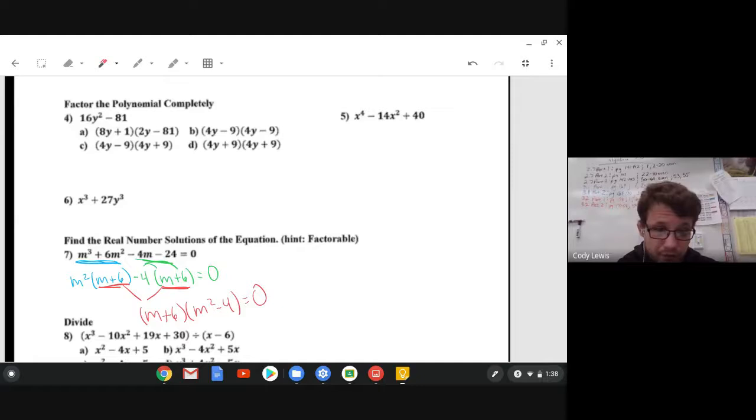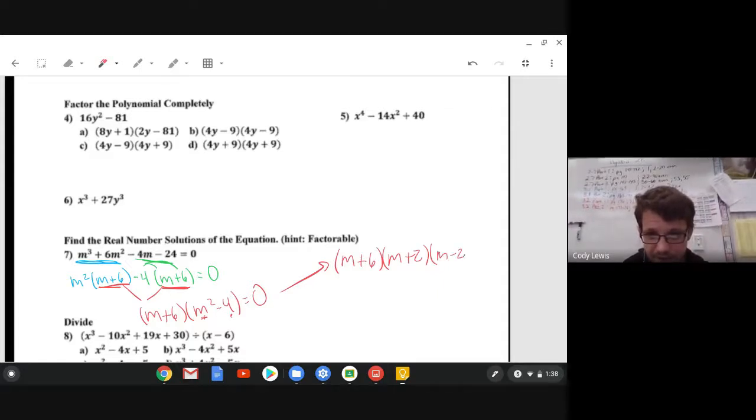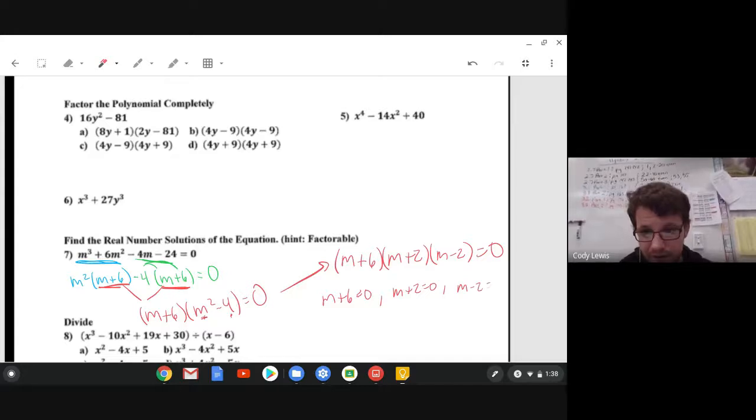Now, I could go further if I wanted. There's a couple different ways to finish this. If they were telling you to factor it, remember perfect square right here, a perfect square with a minus sign. So actually the most factored form would be this. Right, break down the second set of parentheses into 2 of their own parentheses. And then I set each parentheses equal to 0. So I say m plus 6 equals 0. M plus 2 equals 0. And m minus 2 equals 0.